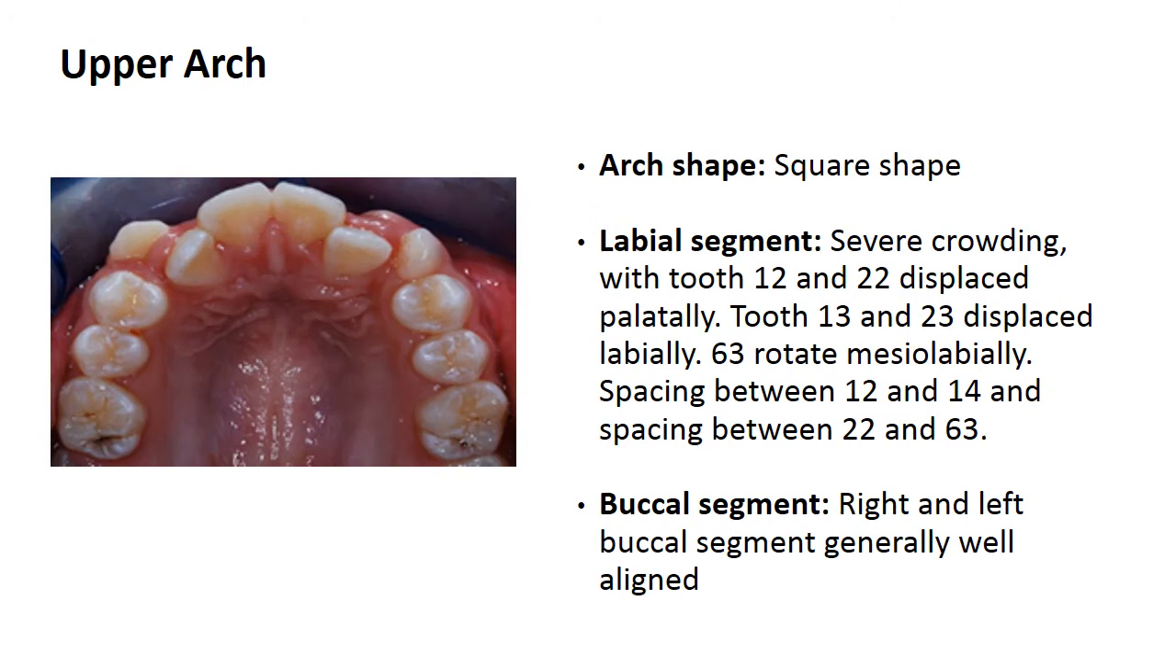This is for the upper arch. The shape is square. For the labial segment, the patient has severe crowding with teeth 12 and 22 displaced palatally. Teeth 13 and 23 are displaced labially. 63 is rotated mesiolabially, and I can also notice a spacing between tooth 12 and 44, and spacing between 22 and 63. Same as the lower arch, the right and left buccal segments are generally well aligned.